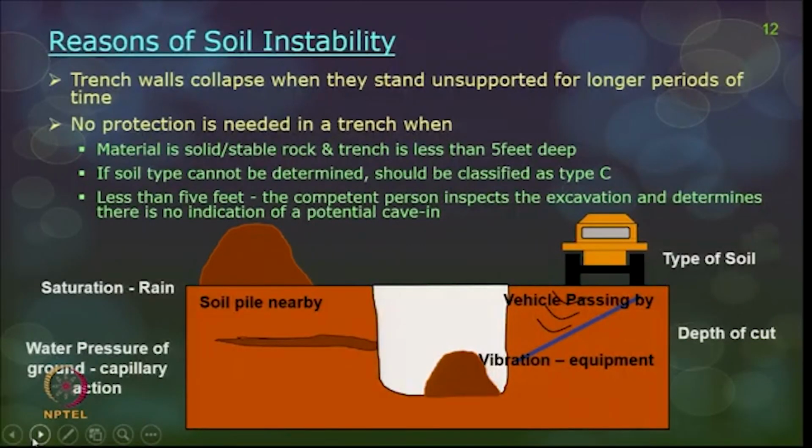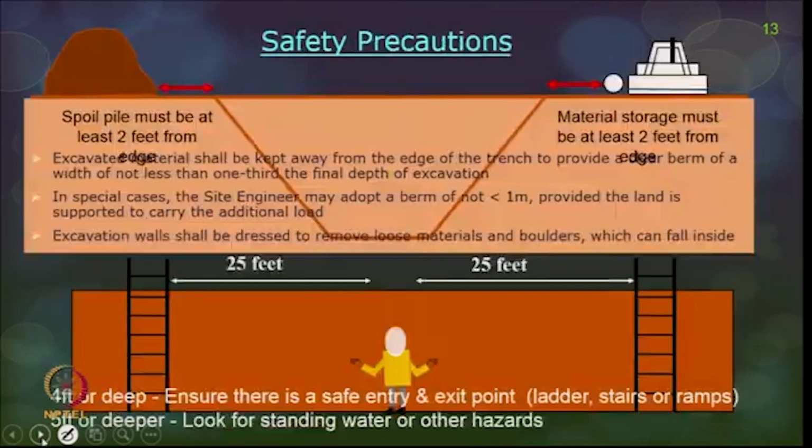The next is saturation, that is through rain. Sometimes rain can happen and it may start collapsing your soil, and as a result there can be a cave-in accident. The other one is natural capillary action, as a result of which the water table can be seen when you start digging. That is also one of the reasons for cave-in accidents. And the last one is buried utilities which may be present.